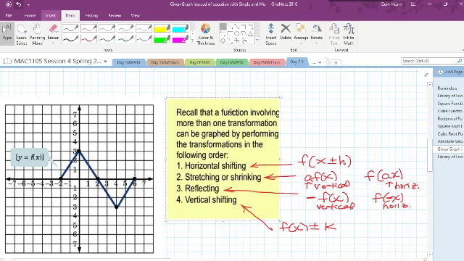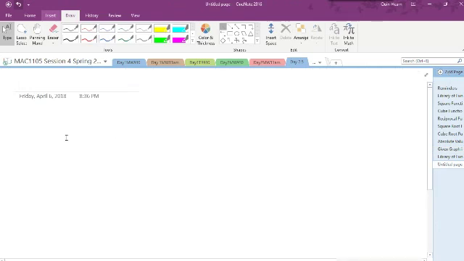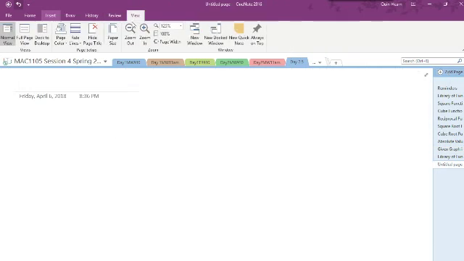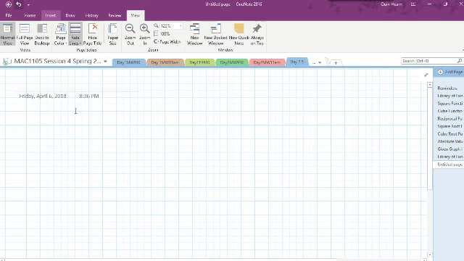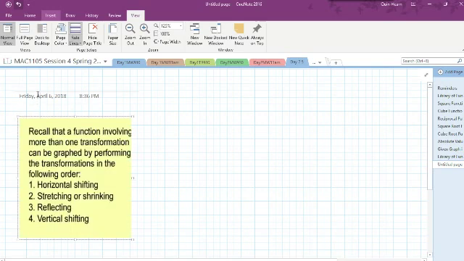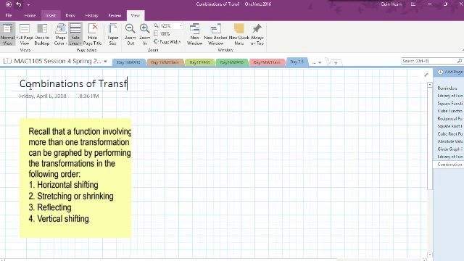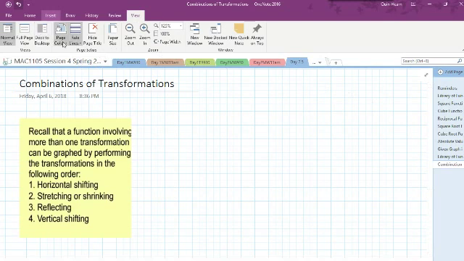Okay, so let's look at a couple of examples where we have a combination and see how we would work with that. Combinations of transformations. I've got my little cheat sheet here so we can remember what to do first and second and so on. Let's look at an example where we're actually given the equation of the function.